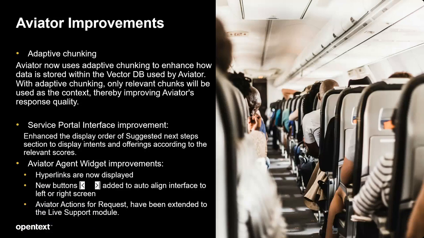We've also, as we said, done some general improvements to Aviator. One thing that we've done is called adaptive chunking. This is how we store the data from the knowledge articles and external knowledge that's indexed within the vectorized database of the Aviator service, so that it improves the overall quality. We're structuring that data to get a better response quality from the knowledge content.